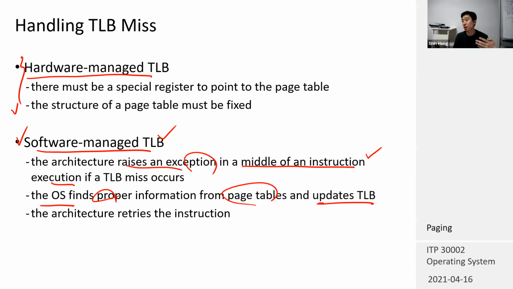Okay. So the architecture retries executing the instruction, and this time surely the expected TLB entry exists in the TLB hardware. So it will not raise a TLB miss again, and a TLB hit definitely happens. So the instruction will be successfully done.